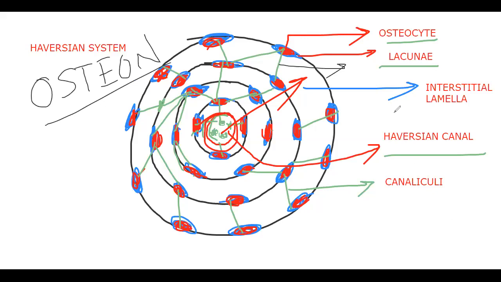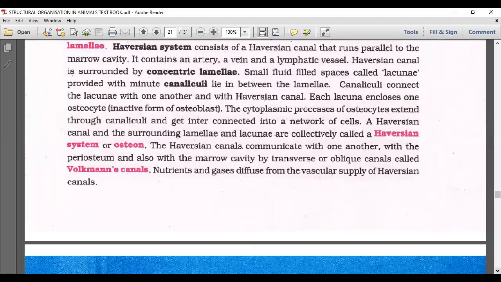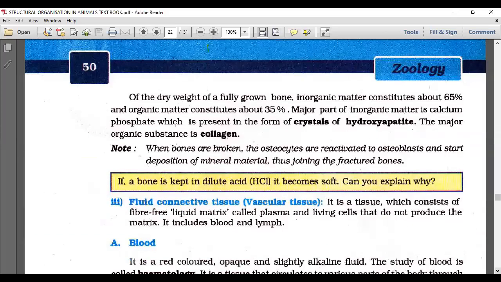You are requested to read this again and again. This is a very, very important area, the Haversian system, from an IP point of view and from a NEET point of view. Okay, so let me close this here.